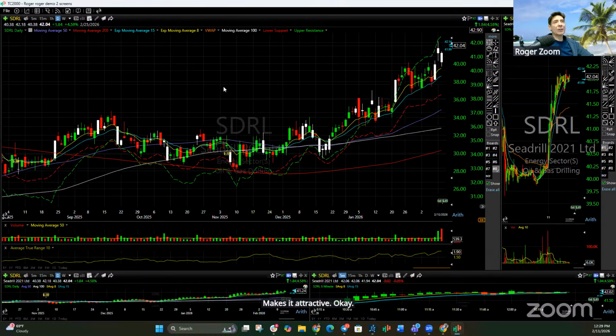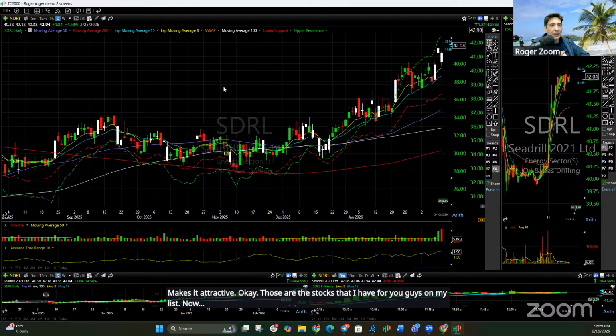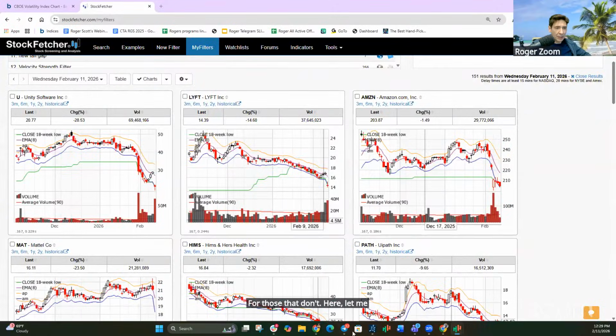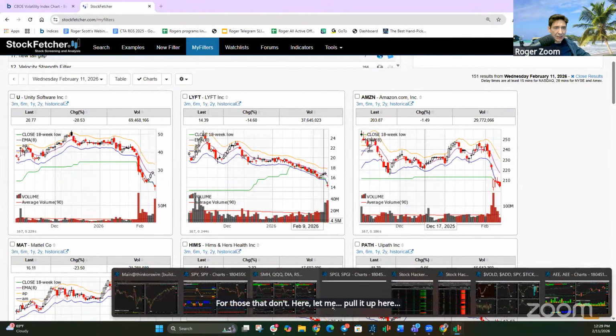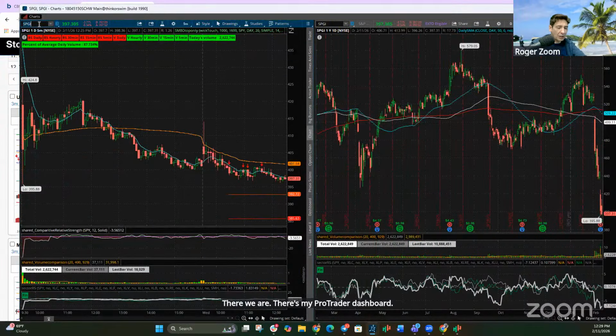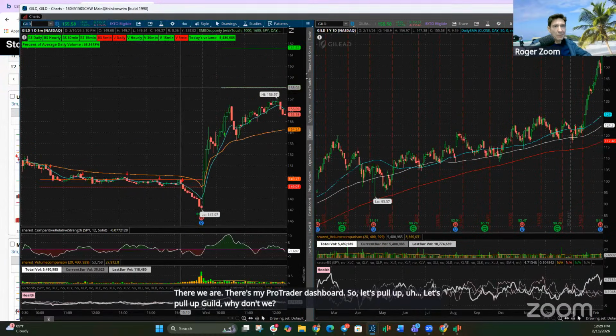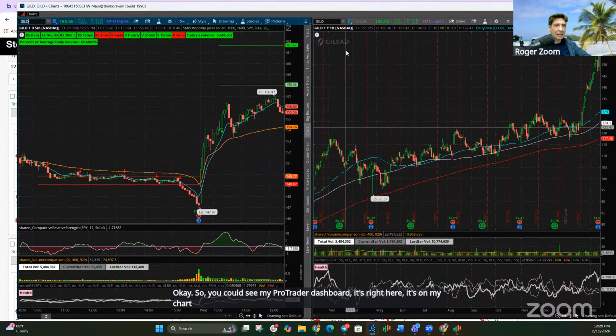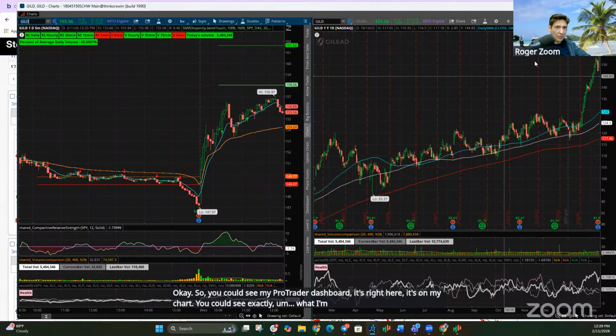Okay. Those are the stocks that I have for you guys on my list. Now, I wanted to talk again about the Pro Trader dashboard. Let me pull it up here so that you guys can see it. There's my Pro Trader dashboard. So let's pull up Guild. You could see my Pro Trader dashboard. It's right here on my chart. You could see exactly what I'm doing and how I'm using it.